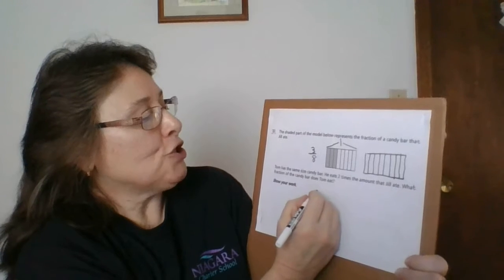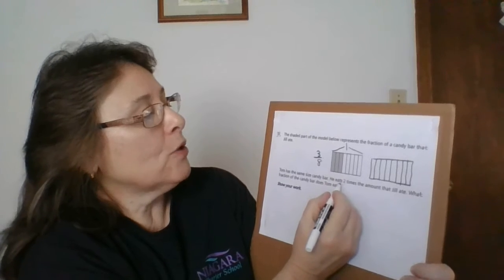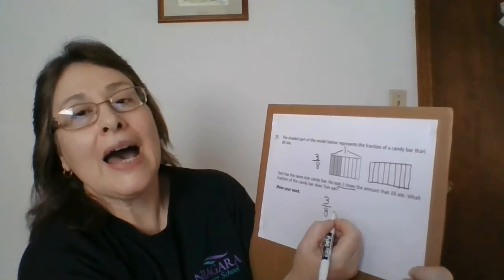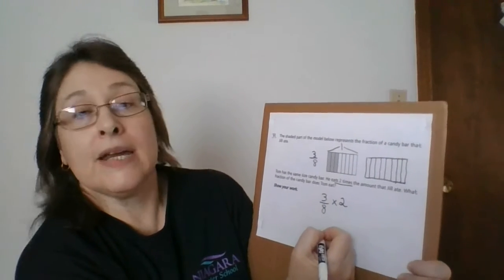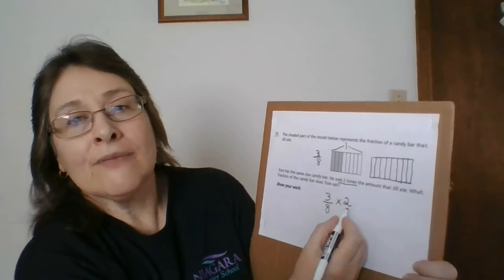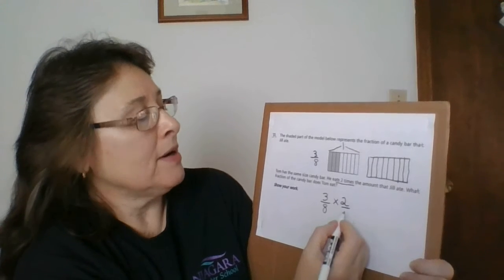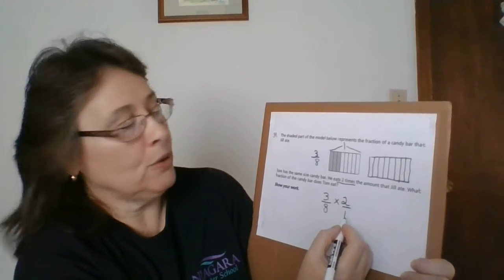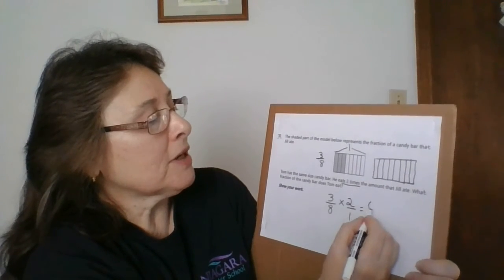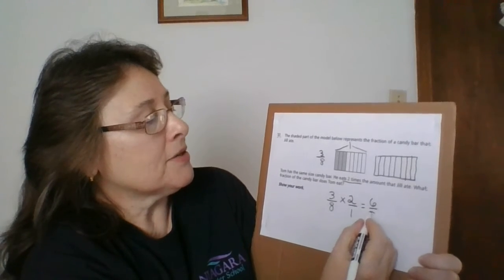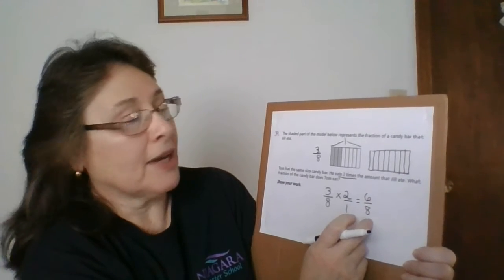Well, we know that Jill ate 3/8 of her candy bar, and the question says that Tom eats 2 times that amount. So 2 times that amount would be 3/8 times 2. And we know that when we have a whole number, we can change that whole number into a fraction by just putting it over a 1, because 2 over 1 is still equal to 2. So now that leaves me with numerator times numerator. 3 times 2 is 6. 8 times 1 is 8. So Tom eats 6/8 of the candy bar.